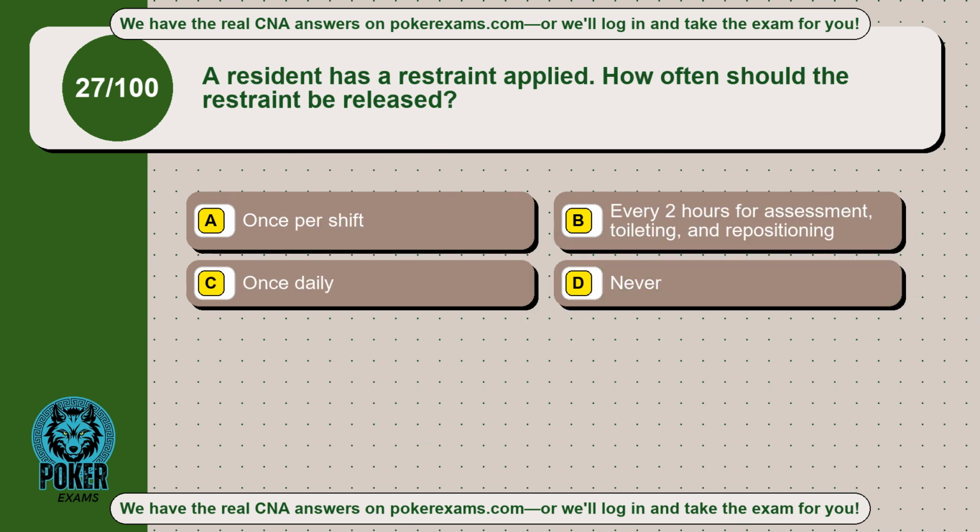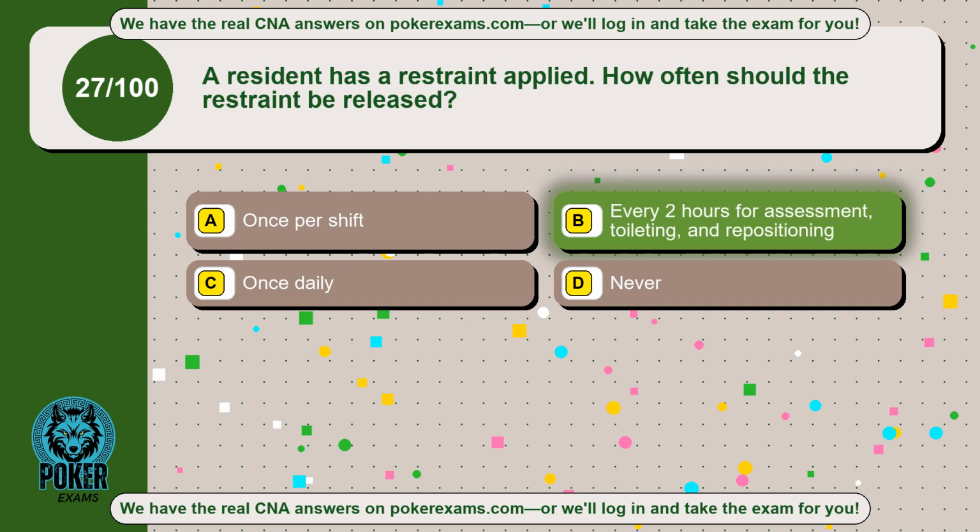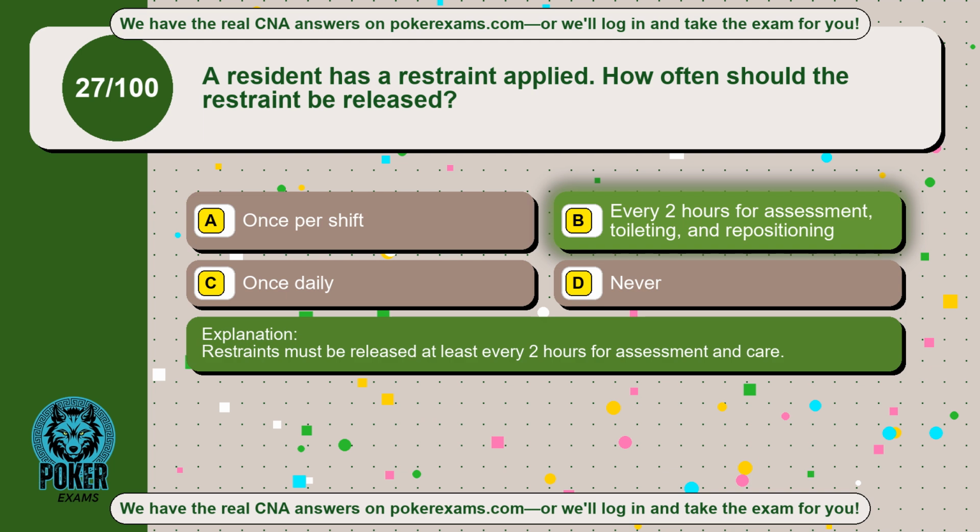Question 27. A resident has a restraint applied. How often should the restraint be released? Option A, once per shift. Option B, every 2 hours for assessment, toileting, and repositioning. Option C, once daily. Option D, never. The correct answer is option B. Every 2 hours for assessment, toileting, and repositioning. Restraints must be released at least every 2 hours for assessment and care.